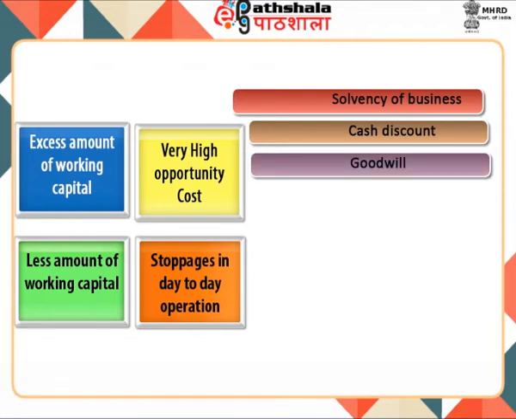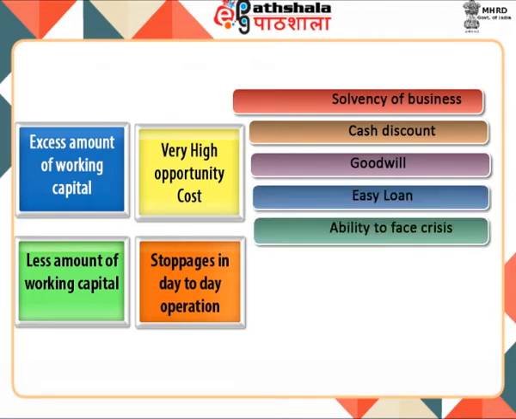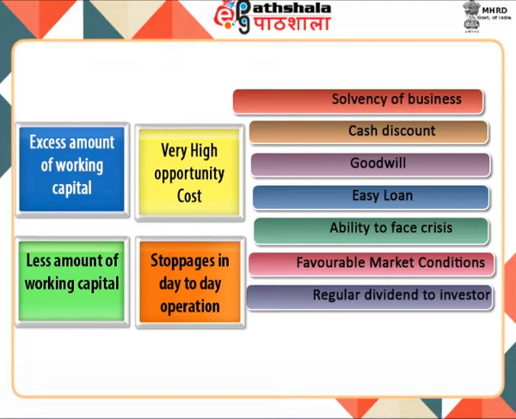High solvency and goodwill help in getting loans easily. In case of business crisis like depression, firms with adequate working capital have a greater chance of surviving. Such firms can also make use of good market conditions like lower price on bulk buying, using their funds, and they are in a position to pay regular dividends to investors, which enhances their image.